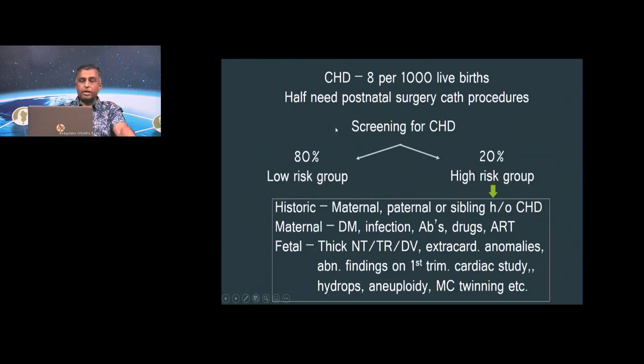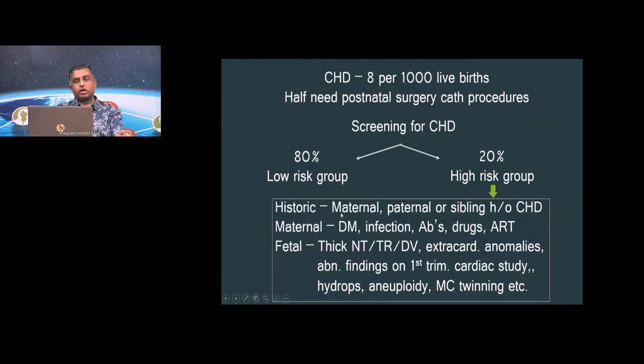Now, that means we need to screen the fetus for congenital heart disease. Now, when we talk of screening, we need to understand that screening is the strategy, because if you look at obstetric practice, about 80% of congenital heart disease that we pick up come from the low risk group, whereas only 20% yield of picking up a fetal heart disease comes from the classical high risk group. Now, what is this high risk group?